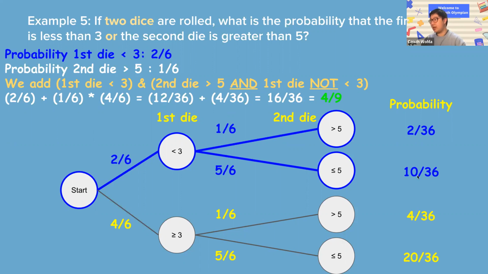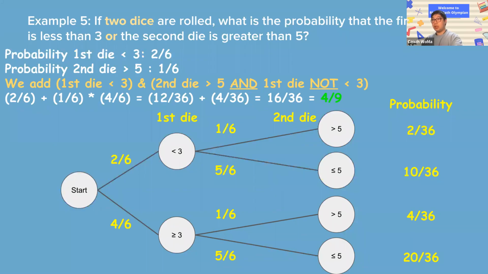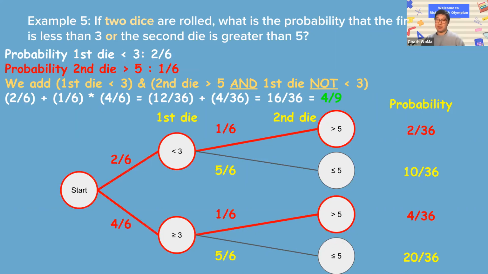plus 10 out of 36 gives you 12 out of 36, which is also just 1/3. So that makes sense, 1/3 probability less than 3. Cool. The second clause here, second die greater than 5, is these two universes here. As long as the second die is rolled greater than 5, then we're good. So it's either greater than 5 here or greater than 5 here. Again, this should add up to 1/6, because there's only 1 out of 6 possibilities for that. So 2 out of 36 plus 4 out of 36, that's 1 out of 6.